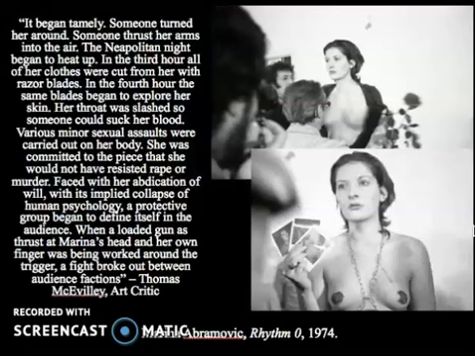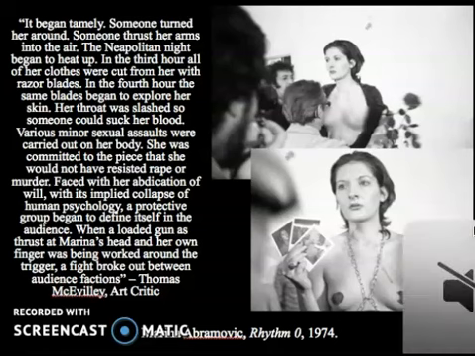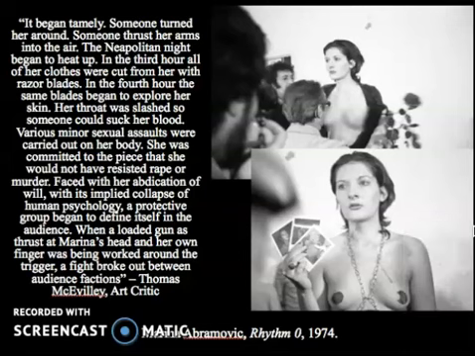It began tamely. Someone turned her around. Someone thrust her arms into the air. The Neapolitan night began to heat up. In the third hour, all of her clothes were cut from her with razor blades. In the fourth hour, the same blades began to explore her skin. Her throat was slashed so someone could suck her blood. Various minor sexual assaults were carried out on her body. She was committed to the piece, so that she would not have resisted rape or murder.